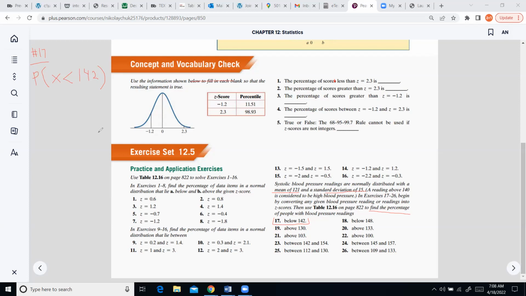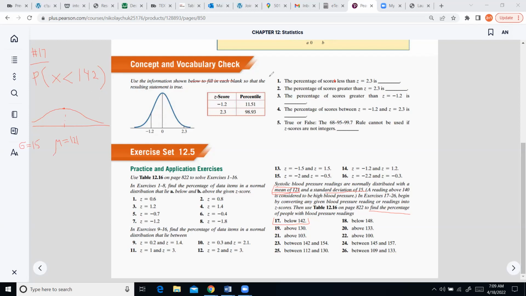Just put down the question and then make a picture of normal distribution that they gave me. That normal distribution has a so-called mean or the average. Average is always in the center. And they say mean is 121 here. So average is 121. Also, they gave us a standard deviation that we call sigma, which is equal to 15. And now I need to answer their question.